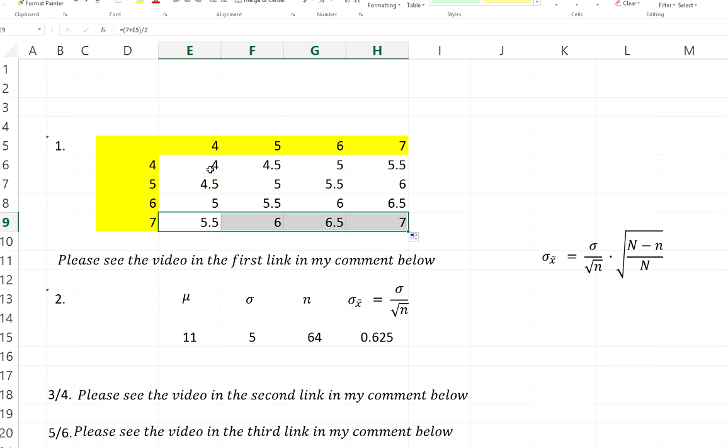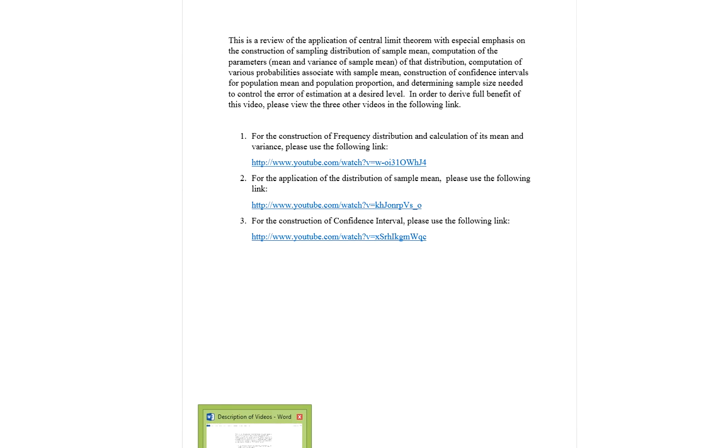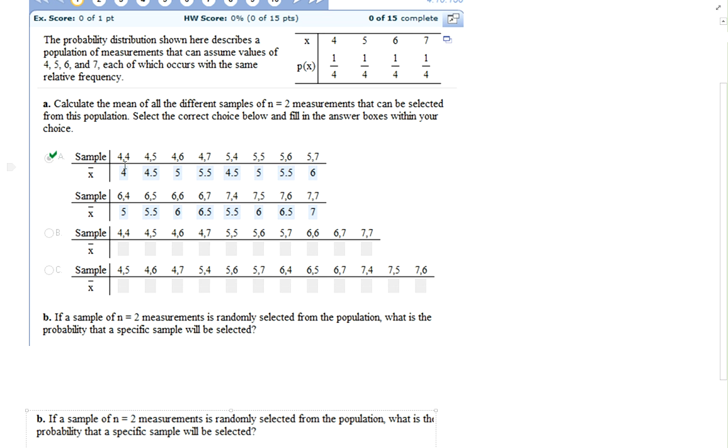Now let me verify: 4, 4.5, 5, 5.5, etc. In my question, 4 and 4 is 4, 4 and 5 is 4.5, 4 and 6 is 5, 4 and 7 is 5.5, and so on. All right, so I got all of those numbers. You can fill out as many as you want, but I just did 2.